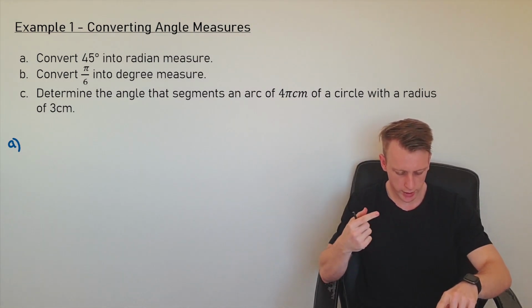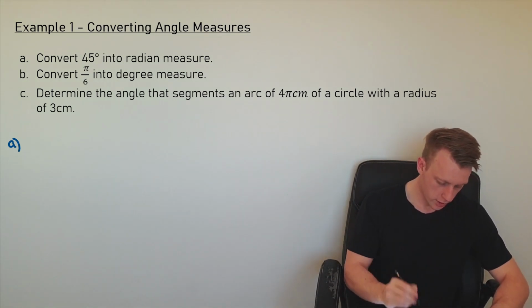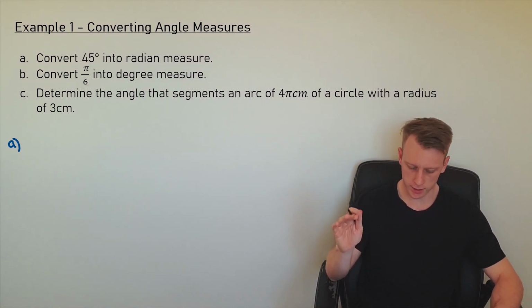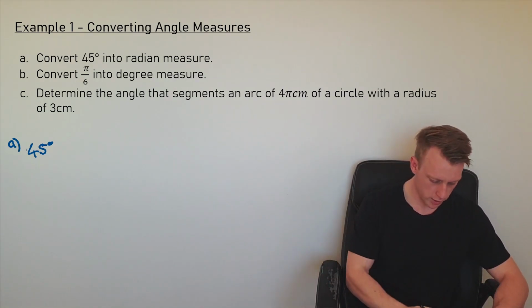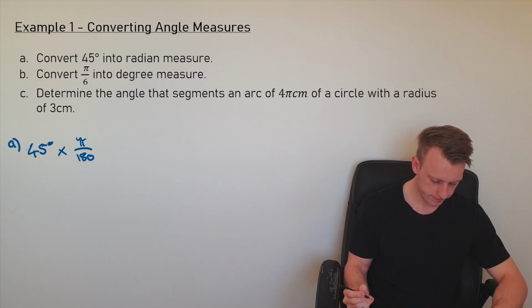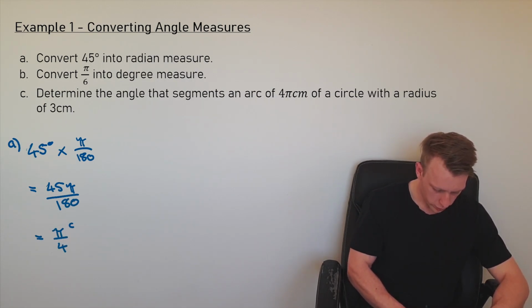So let's have a look at some examples. We've got a few here, converting between radians and degrees and using the arc length formula. First one, convert 45 degrees to radian measure. All of these, by the way, are with no calculator. So 45 degrees, and I remember if I wanted to go from degrees to radians, I needed to multiply by pi on 180. So I've got 45 pi on 180. A bit of simplification gets you to pi on 4. So therefore, 45 degrees is equal to pi on 4 radians.